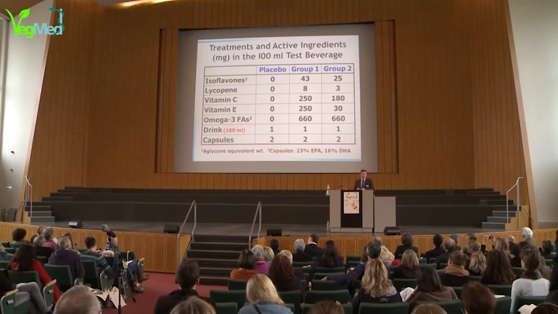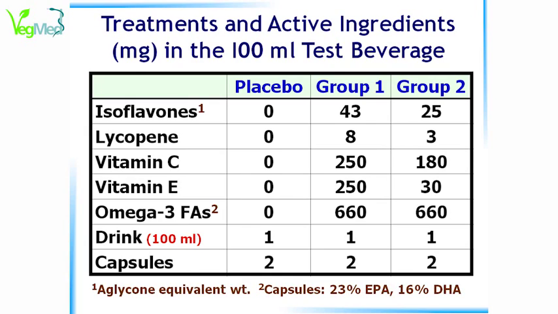Here we have the design, the different groups of the study. We had a placebo group and then 2 groups who received isoflavones. One group received 43 milligrams, the other group received 25 milligrams. So this is actually a very low amount of isoflavones. Even the high group is less than 2 servings of soy per day, but they were given in pill form. They also consumed the carotenoid lycopene, which is found in tomatoes, vitamin C and E antioxidants, and then omega-3 fatty acids.